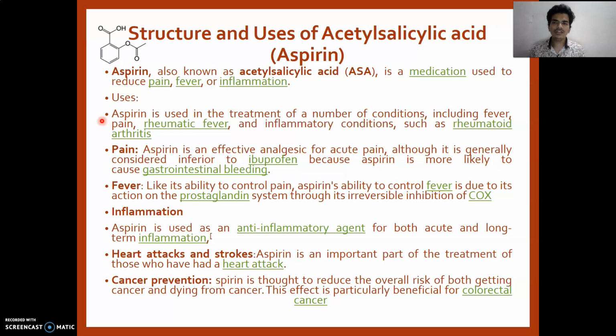Then fever. In case of fever, aspirin is able to control it, due to the action of the prostaglandin system through its irreversible inhibition of COX, also called the cyclooxygenase enzyme. That enzyme is inhibited by aspirin, and due to that it will reduce the pain and fevers. Then next is inflammation.